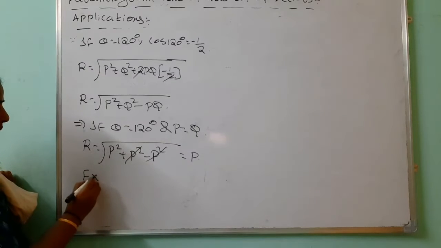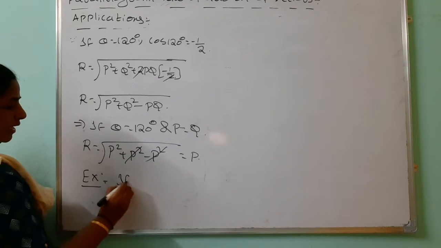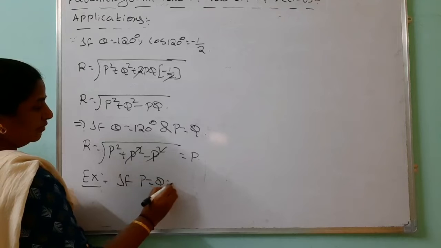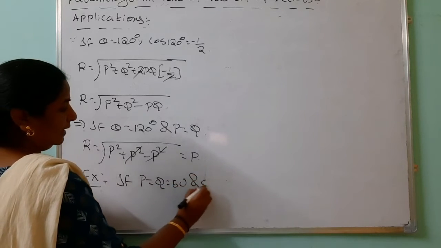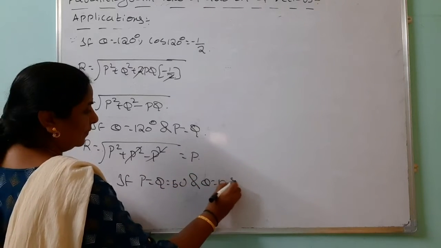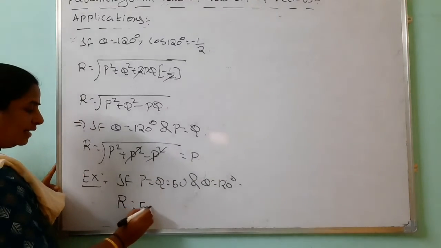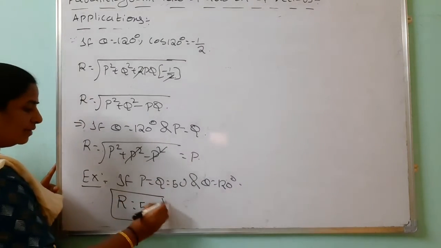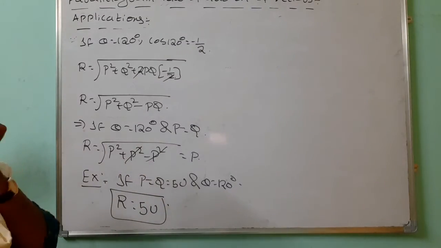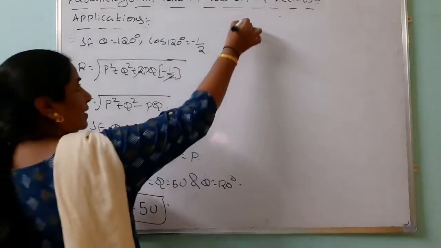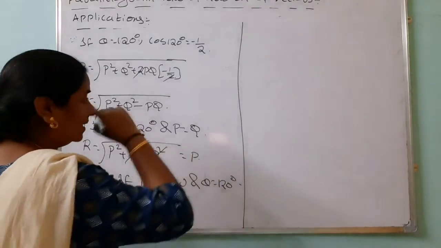We do one example problem. See, if P equals Q equals 5 units and theta is 120 degrees, then resultant, no need of doing anything, immediately you can write it. Resultant is also 5 units. At the same time, we can focus on what is the direction in this case.